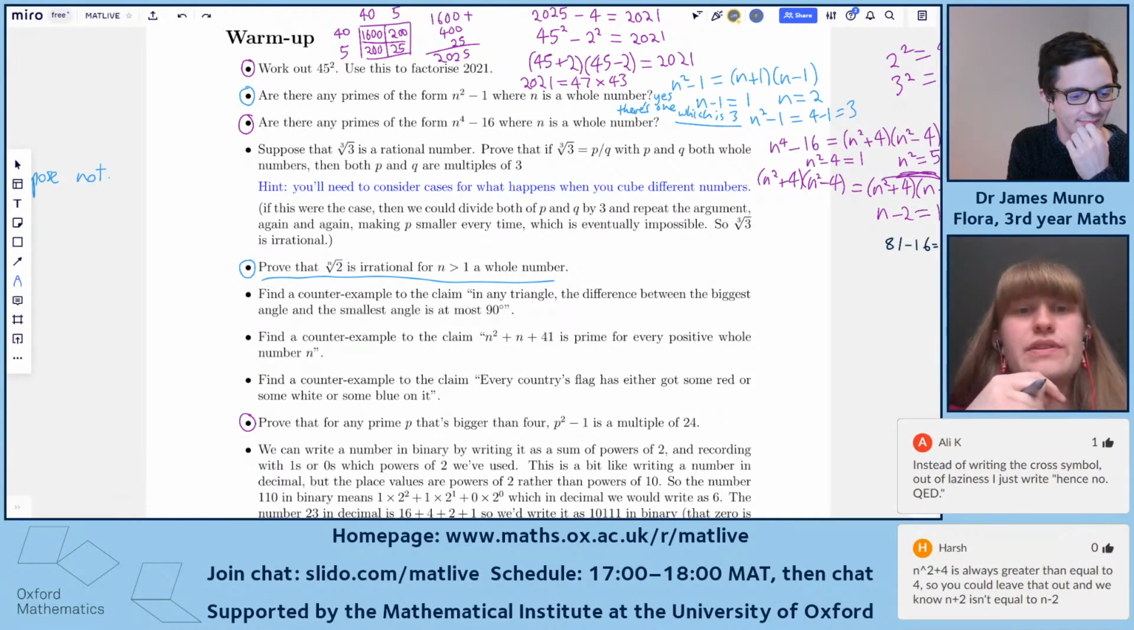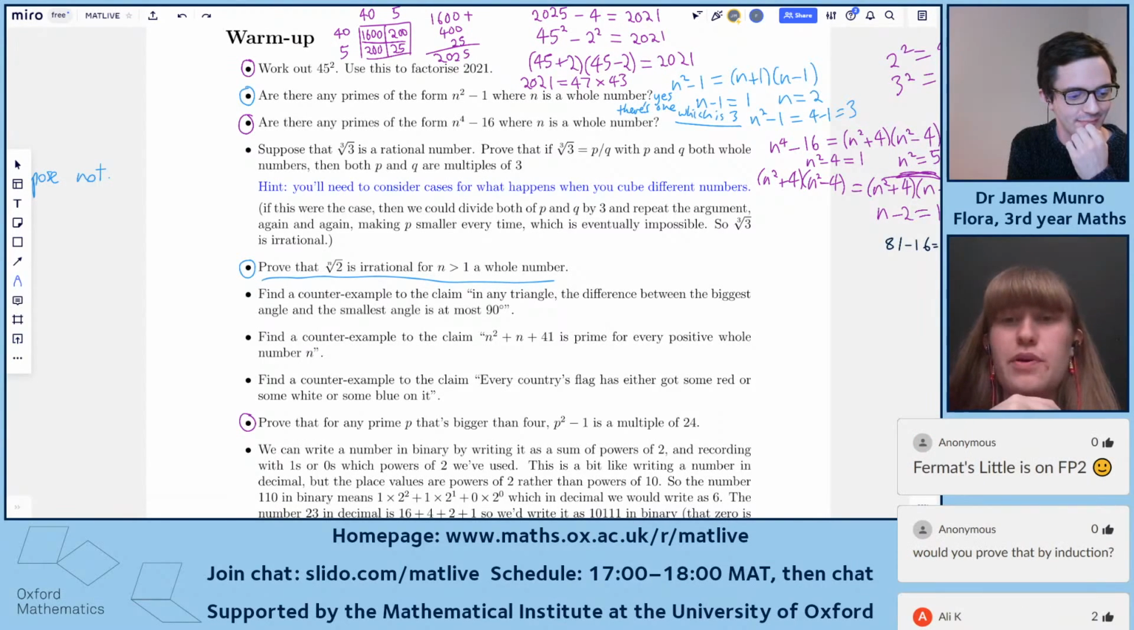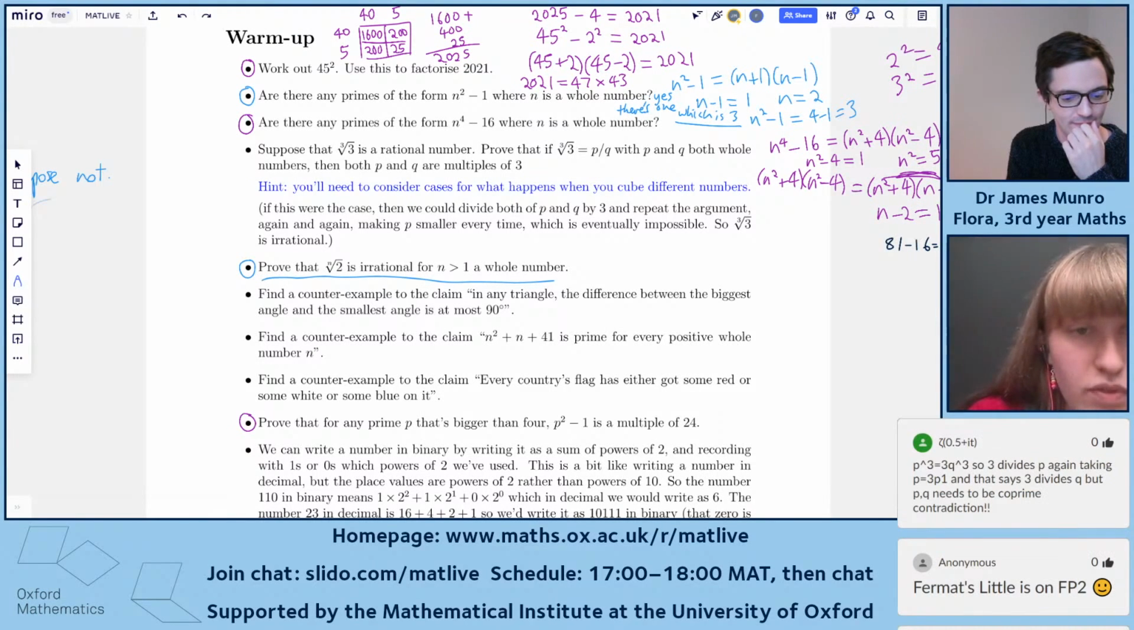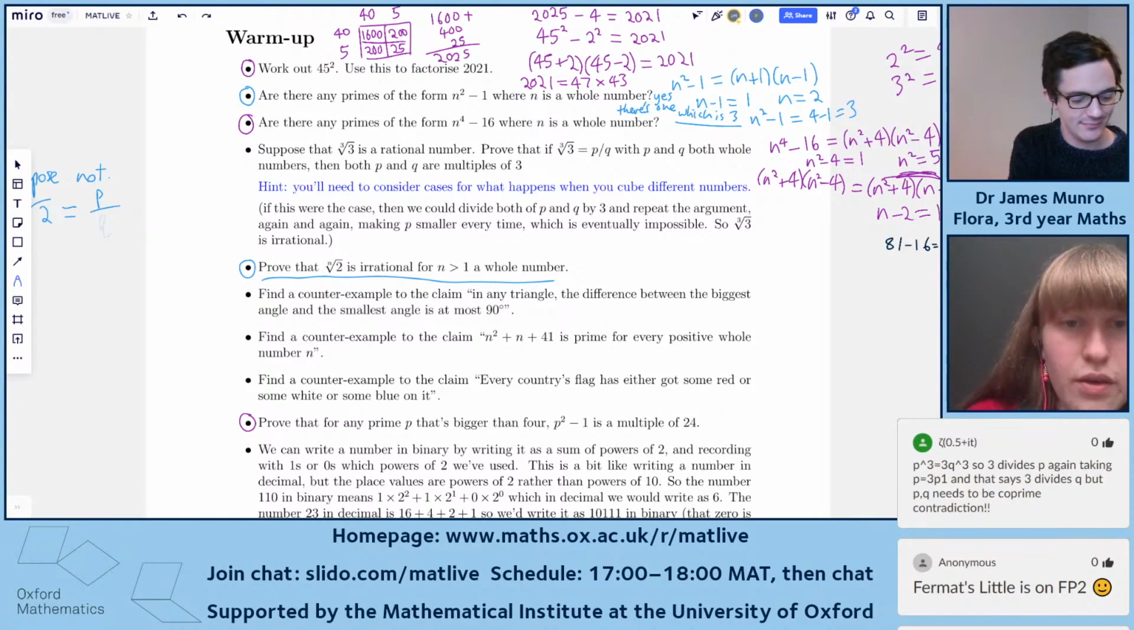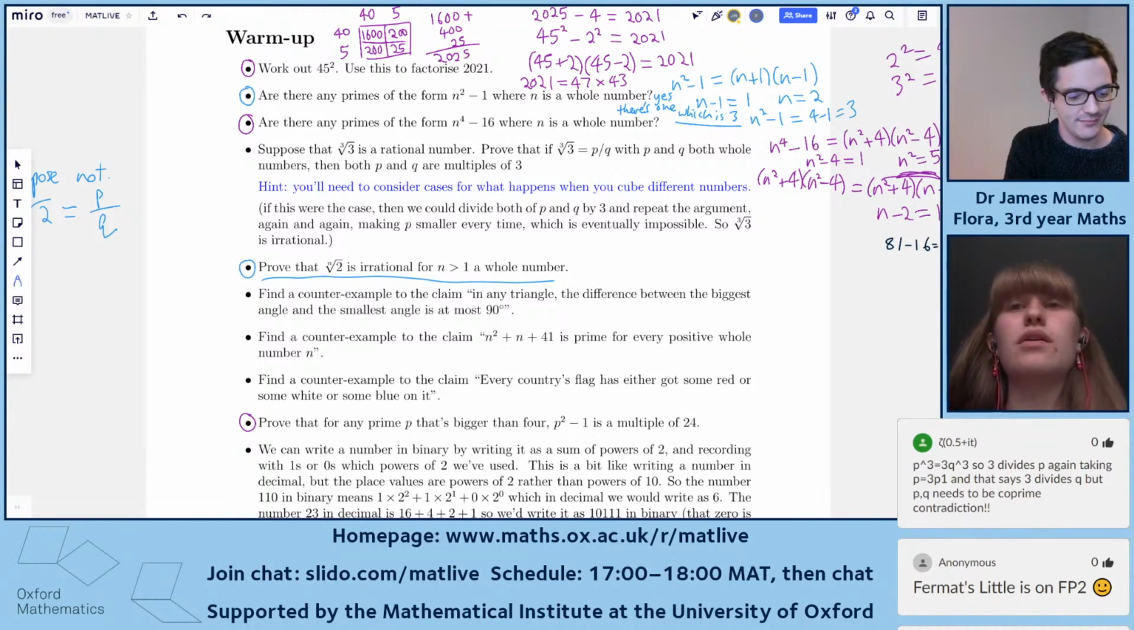So this is how people often start a proof by contradiction. Suppose the nth root of 2 is rational. And if the nth root of 2 is rational, then you can write it as p over q, where p and q are both integers. And I'm also going to specify, and I'm allowed to do this, that p and q do not have any common factors.